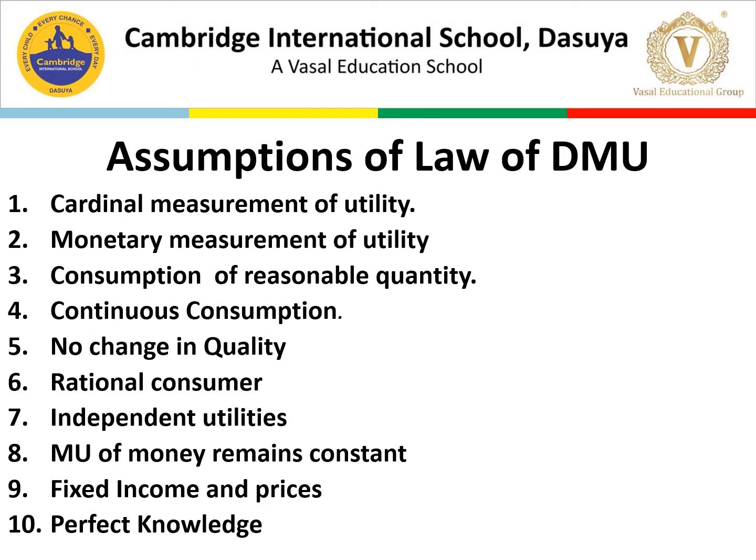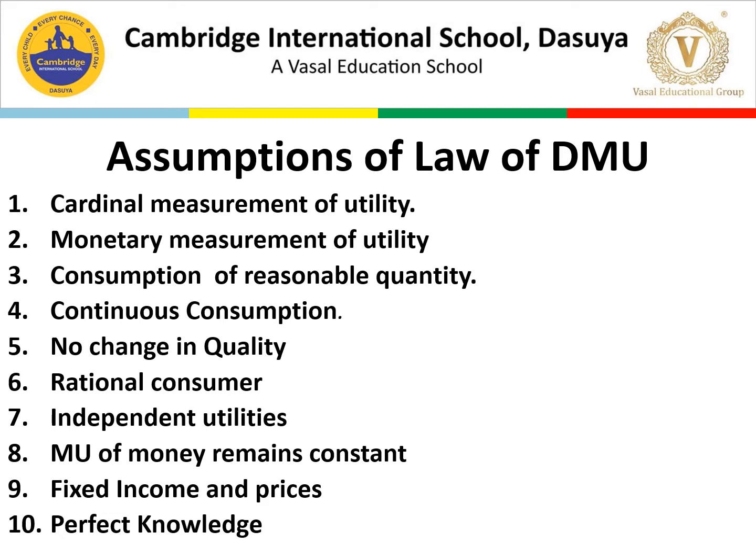Last thing is perfect knowledge. It is assumed that the consumer knows the different goods on which his income can be spent and the utility that he is likely to get out of such consumption. It means that the consumer has perfect knowledge of the various choices available to him. So this is the point.